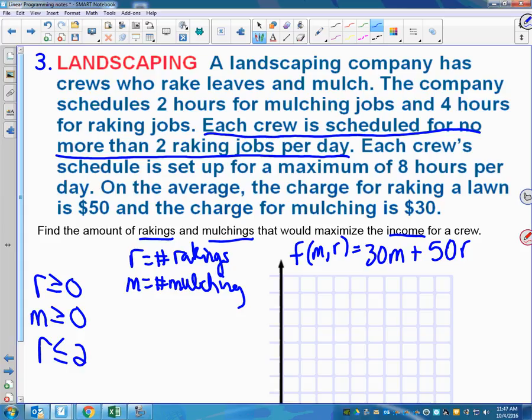Then the other part, Carl said, what are we going to do with this 8-hour thing? So we know that you can't have any more than 8 hours per day. So that's going to go with the hours up here. It takes 2 hours for mulching jobs and 4 hours for raking jobs, and we can't be there more than 8 hours per day. So that's another inequality. It's going to be on this part for you. It's going to be less than or equal to 8. What's going to be on the other side?